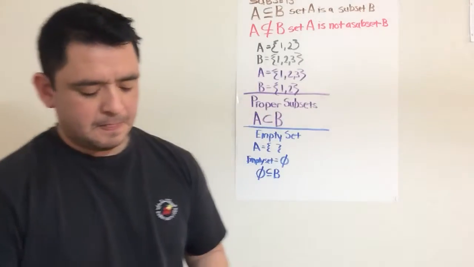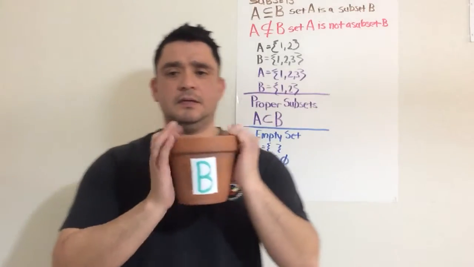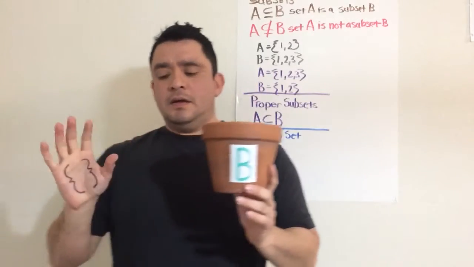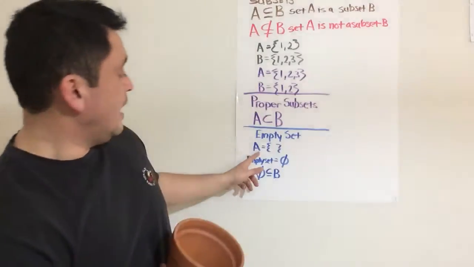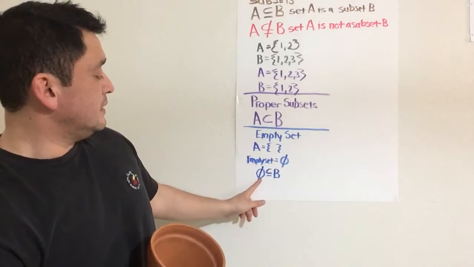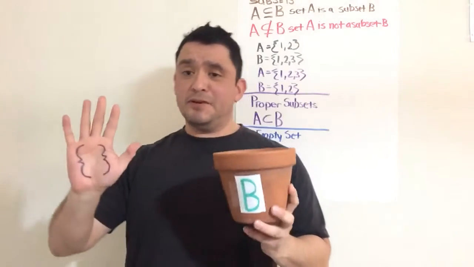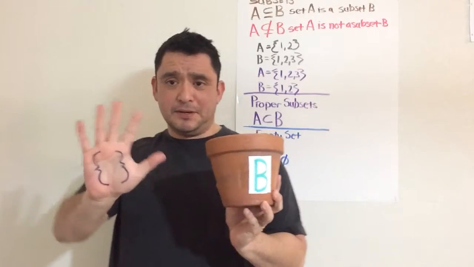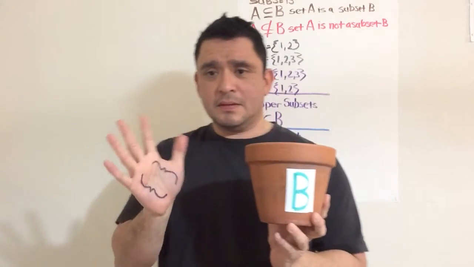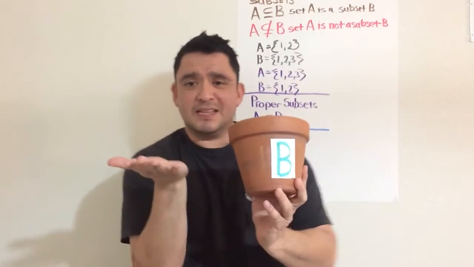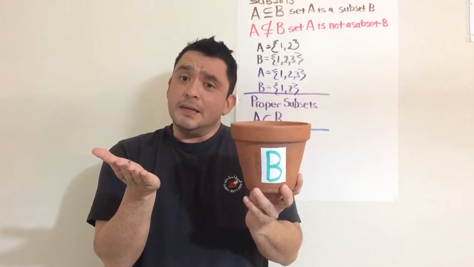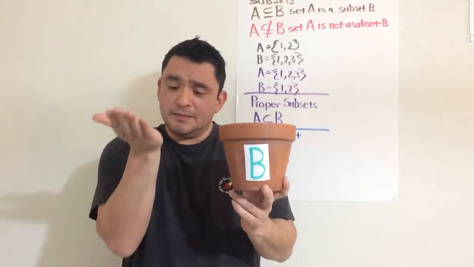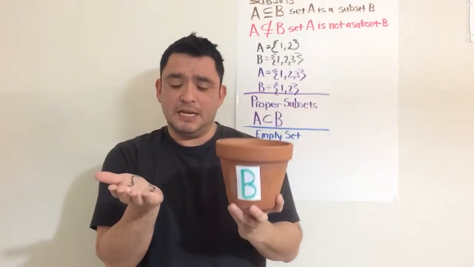Here's our B. Let me find our B here. Here's B, okay? A is always a subset of B. In this case, A is the empty set. The empty set is a subset of B. So here it is. There's the empty set that I talked about earlier. There's nothing in it. Empty set. So now if I turn my hand like this, there's nothing there, right? It's empty, right? B, this is the set. Empty set is a subset of every set.